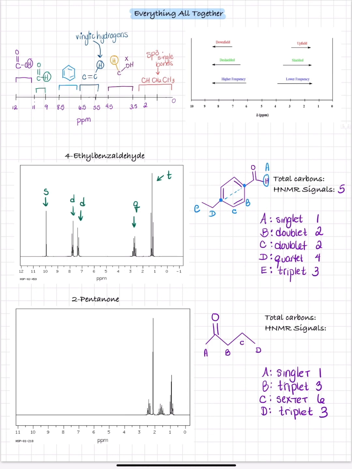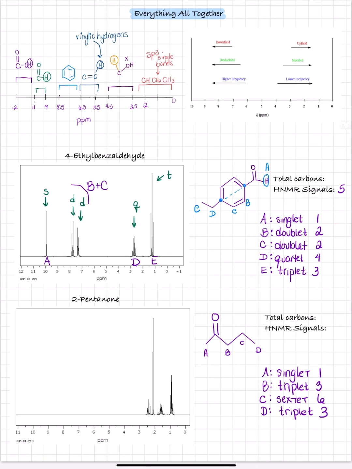So at number 10, that would be A. At number 7 and 8, we have two doublets. So I'm just going to do something which sometimes instructors allow you to do. I'm just going to couple them and say B and C. But in a second, we're going to actually identify which is which. The quartet must be letter D, and the triplet has to be E.